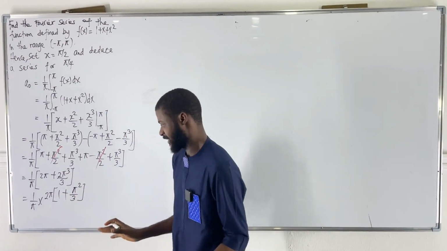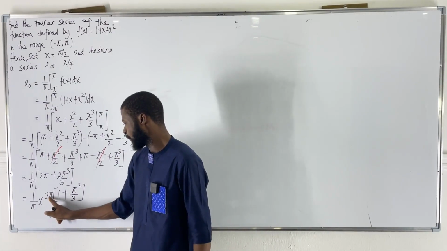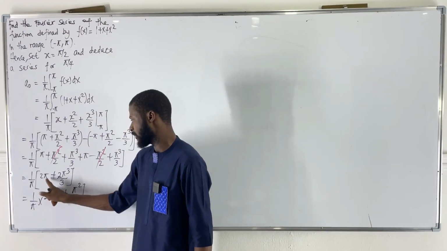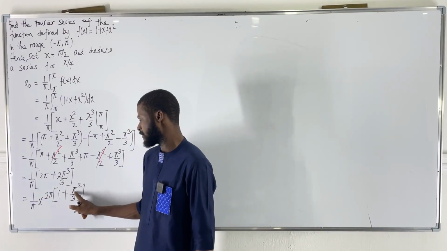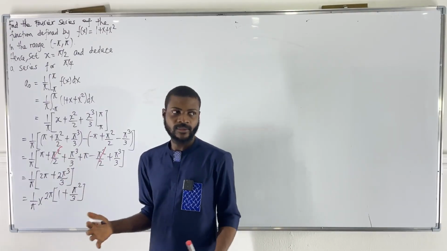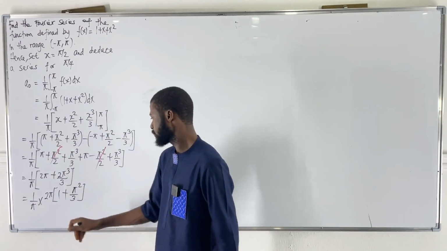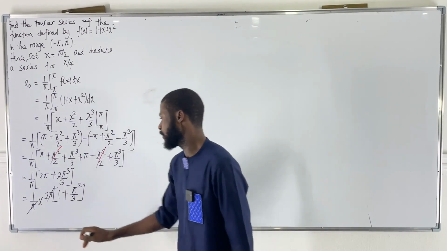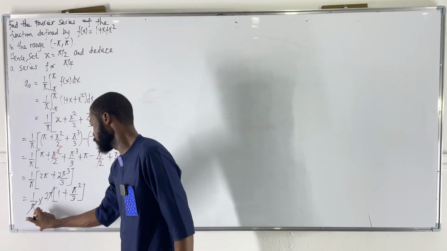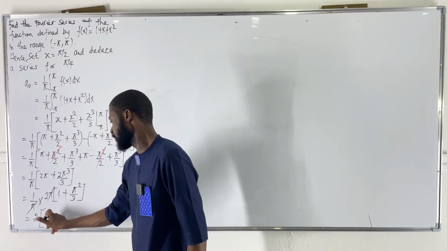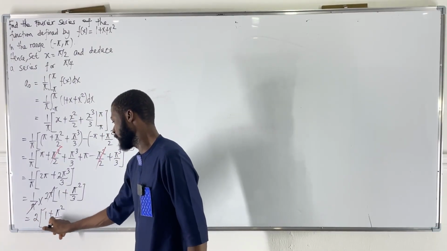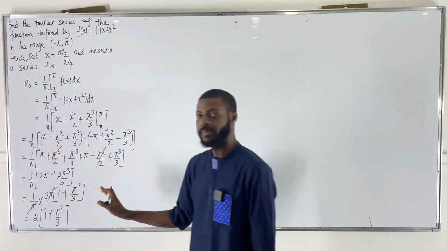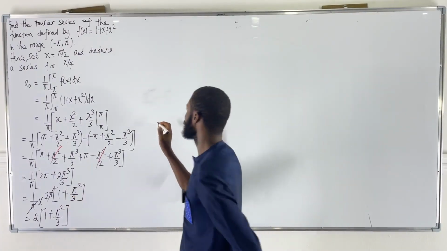It's actually the same thing. This 2 pi here times 1 will give us 2 pi. 2 pi times pi squared is 2 pi cubed. So it's still the same thing. Now pi can cancel out pi, so it's gone. So what will be left here will become 2 into 1 plus pi squared over 3. So you want to keep that. That's the answer for A naught. You want to keep that guy.